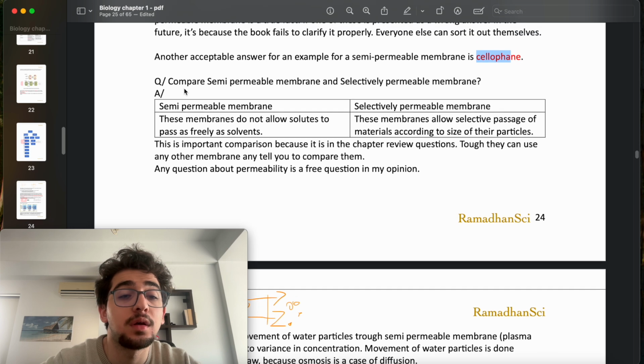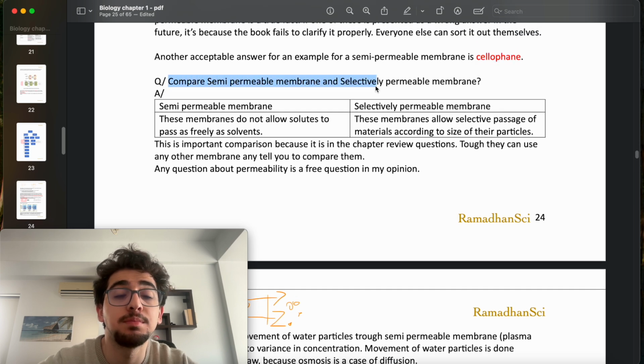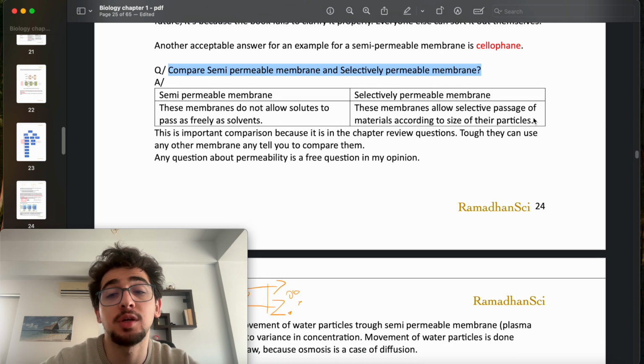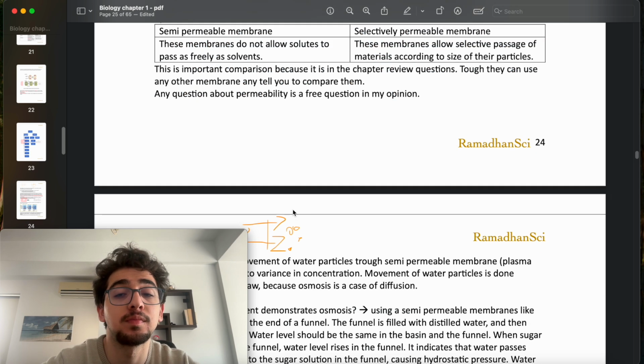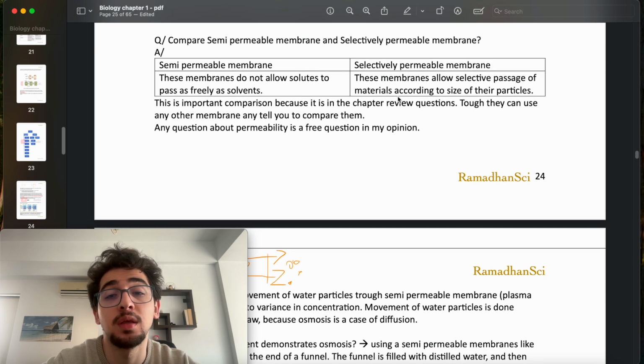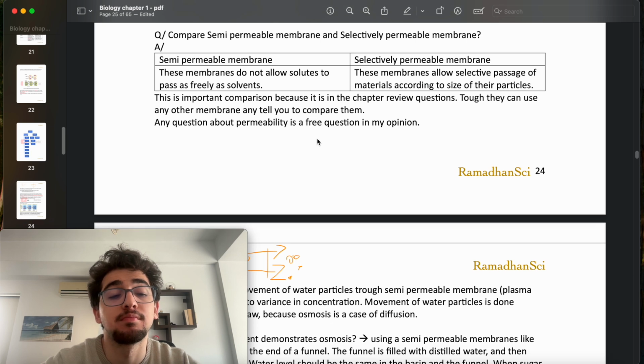You can have comparison questions between the permeability of membranes. It's very easy. It's just 1 point. You can have any two membranes and just compare them.